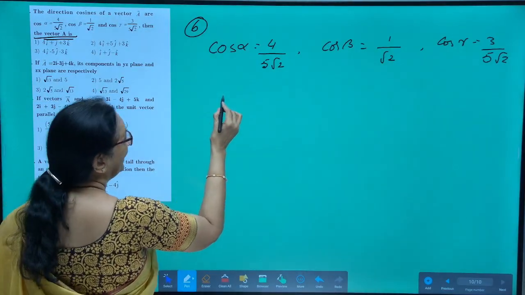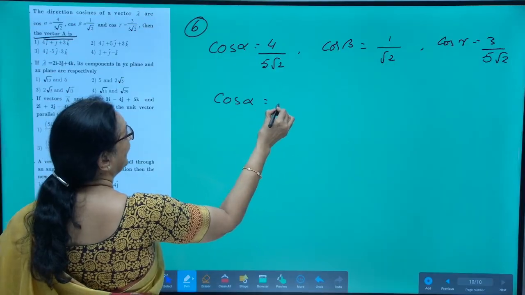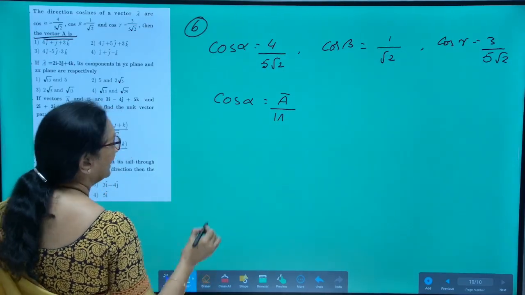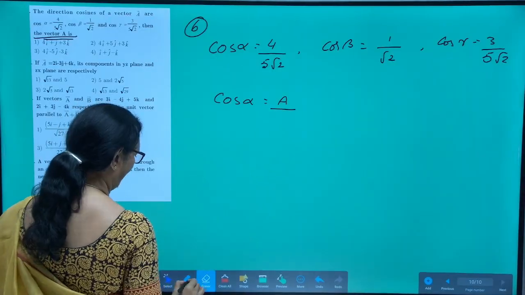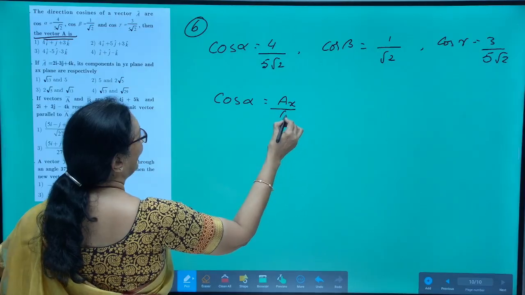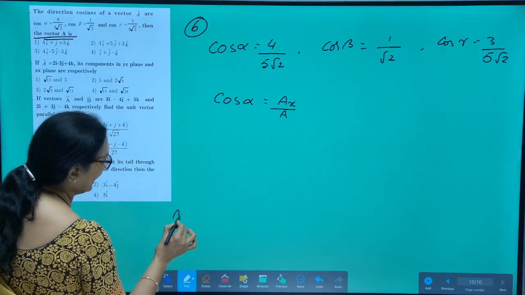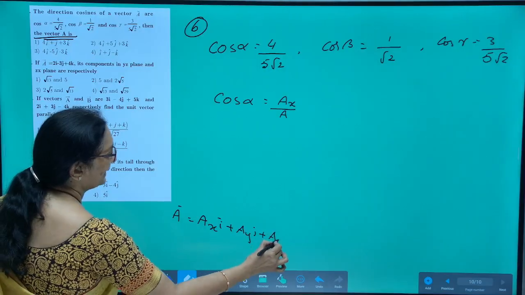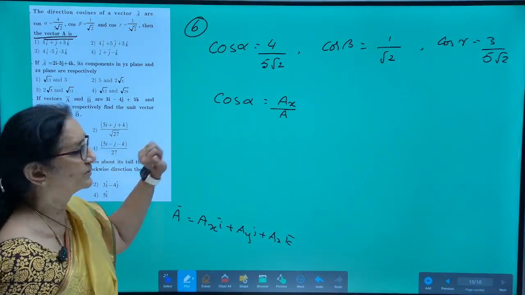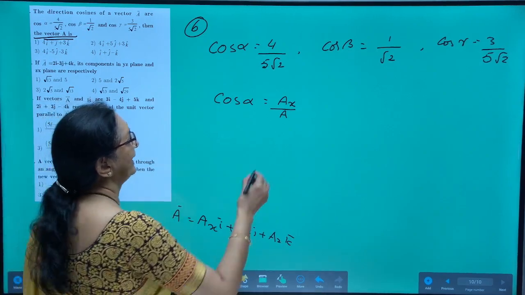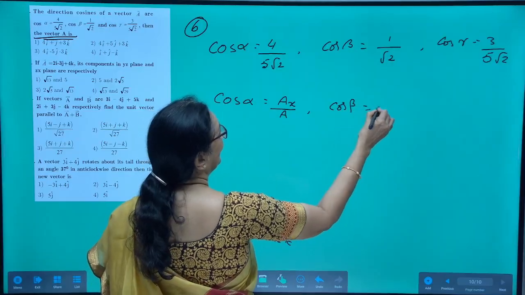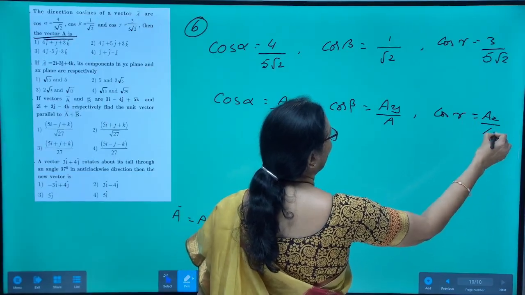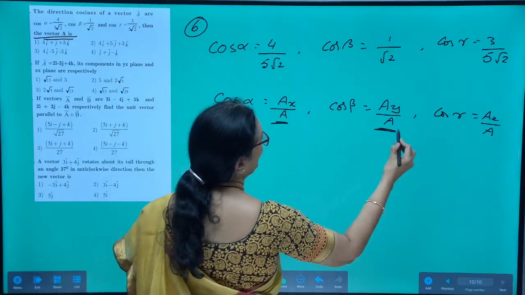See here, we know cos alpha is ax by modulus of a. What is the formula for cos alpha? cos alpha is equal to ax by a. If a bar is given as ax i bar plus ay j bar plus az k bar, then the direction cosines are given by cos alpha is ax by a, cos beta is ay by a, cos gamma is az by a. So, the denominator is common for all.